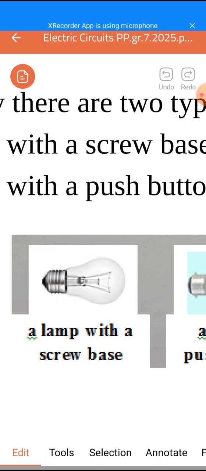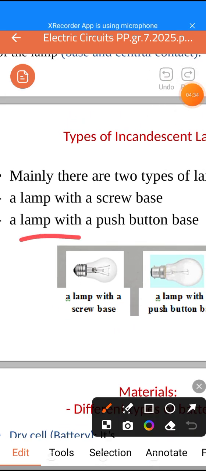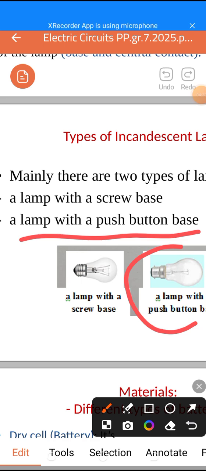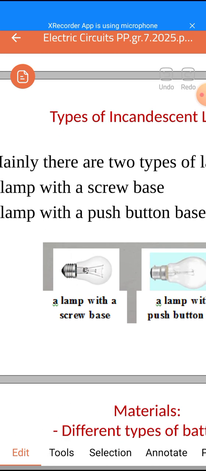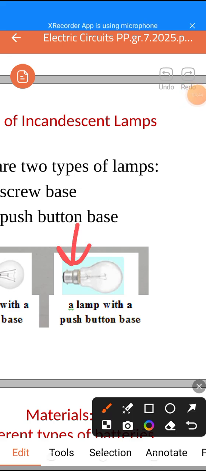While the other type of a lamp is a lamp with a push button base. Push button base, look at this picture. Look at the base mainly. Its base is not like the screw base lamp. So we do not have to rotate it to fix it. We just push it a little bit so that the 2 metals, the terminals, attach. So it's a lamp with a push button base.